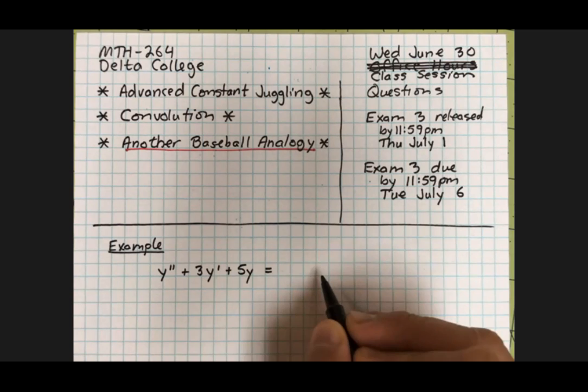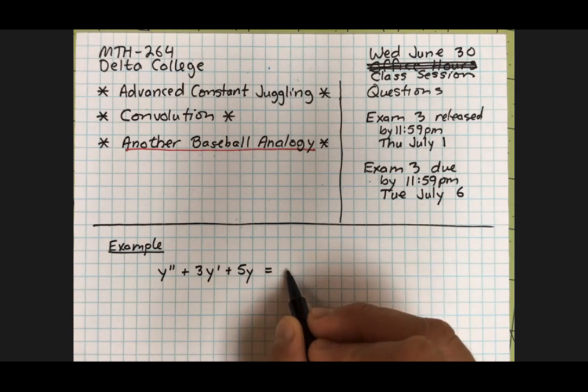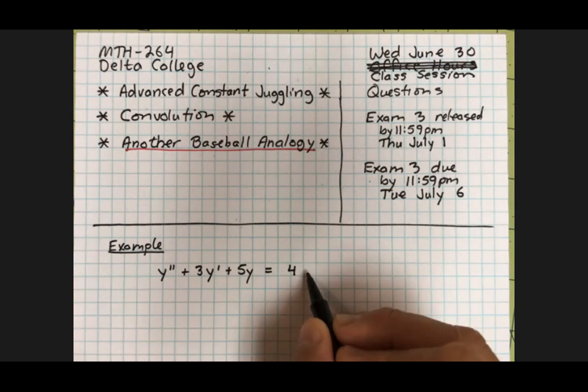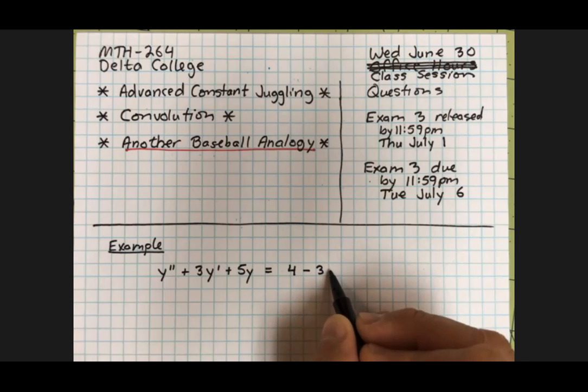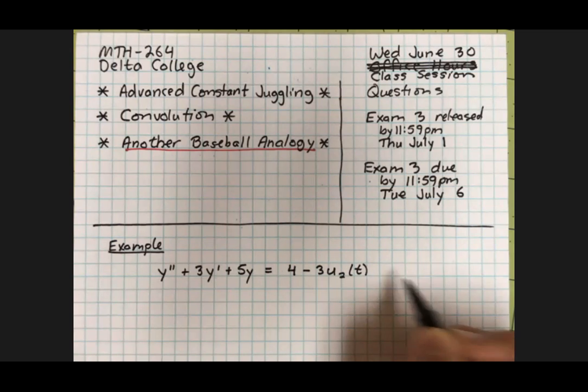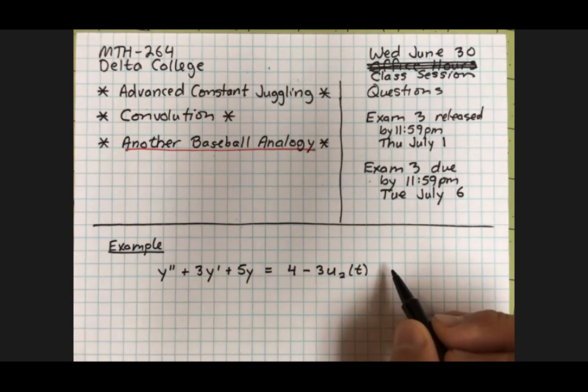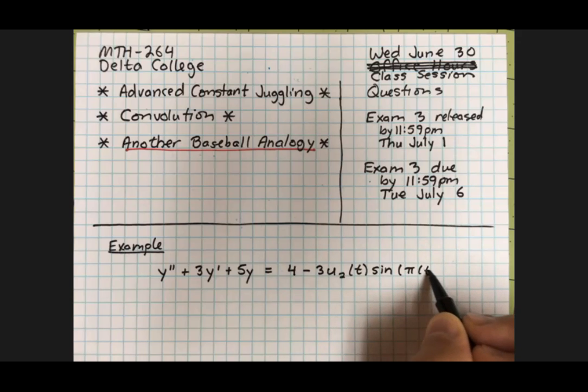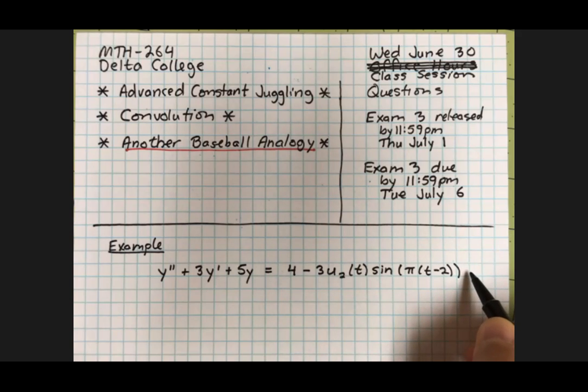Okay, so now let's talk about a function like, well, let's put a constant function on this side. And then let's take a step function minus 3 times u at 2, times, I'm going to get the pi in there. Just relax. I forgot I had unmuted. That's okay. And how about sine of pi times t minus 2. And what the heck, then let's give it a kick, an impulse at 4 seconds.